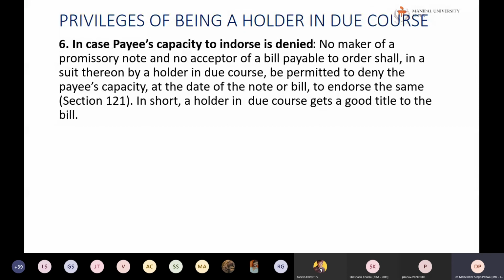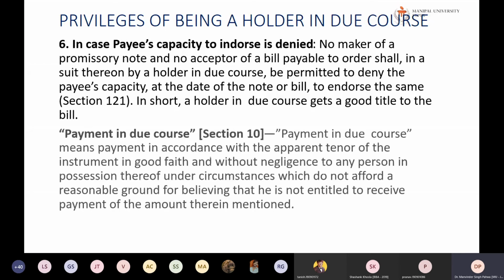Next is in case the payee's capacity to endorse is denied. No maker of a promissory note or acceptor of a bill of exchange payable to order shall, in a suit thereon by a holder in due course, be permitted to deny the payee's capacity at the date of the note or bill. So even if the payee's capacity to endorse the bill is not proper, still the holder in due course will have a good title. So he will always enjoy a good title.